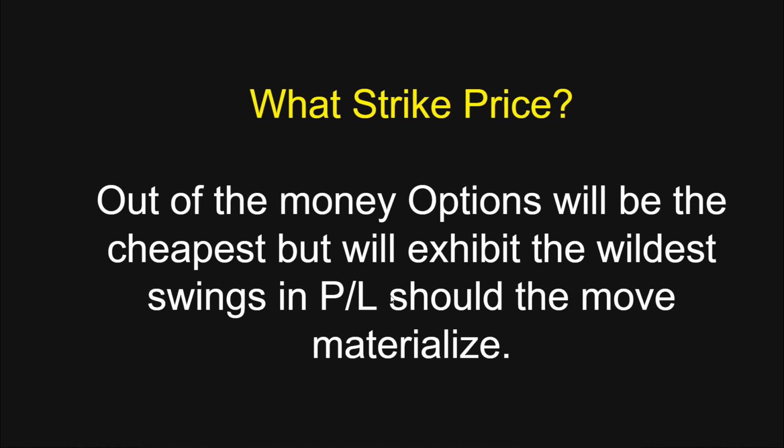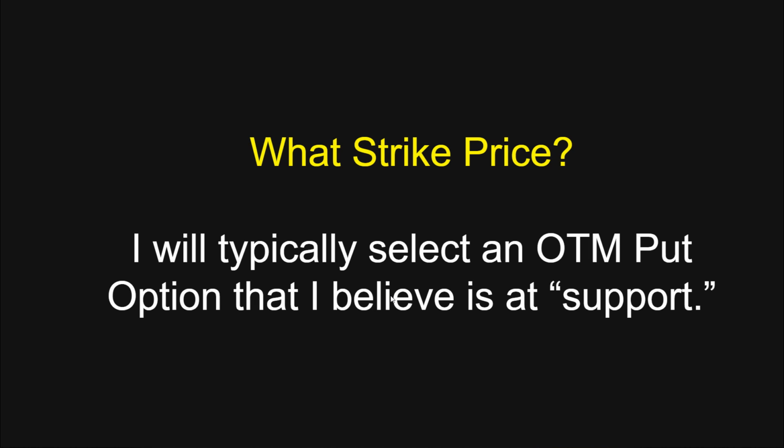And that was because in the last 30 days, that option really does eat value from time value decay. What strike price do we pick? Out of the money options actually might be a good choice in this case. They are going to exhibit the wildest swings in profit and loss should the move materialize. So keep that in mind that you're going to see this thing flying all over the place. So it helps to have your exits defined ahead of time. I will typically select an out-of-the-money put option that I believe is at support. Now, obviously, this is hugely subjective, but it will help you create some kind of a target for this.